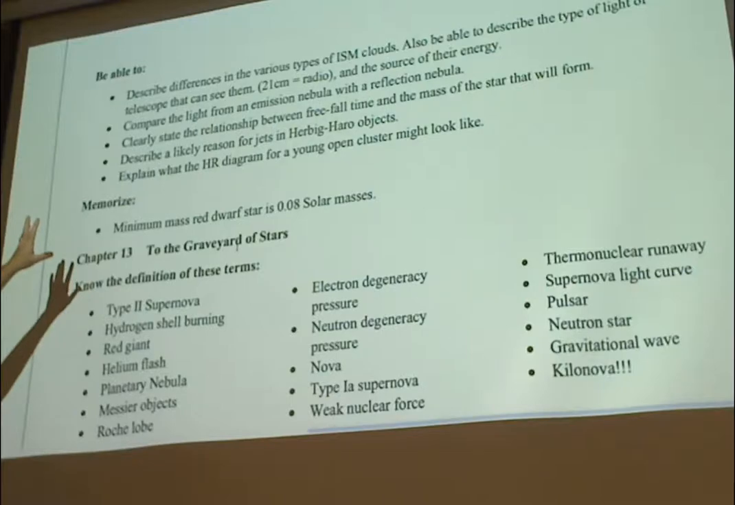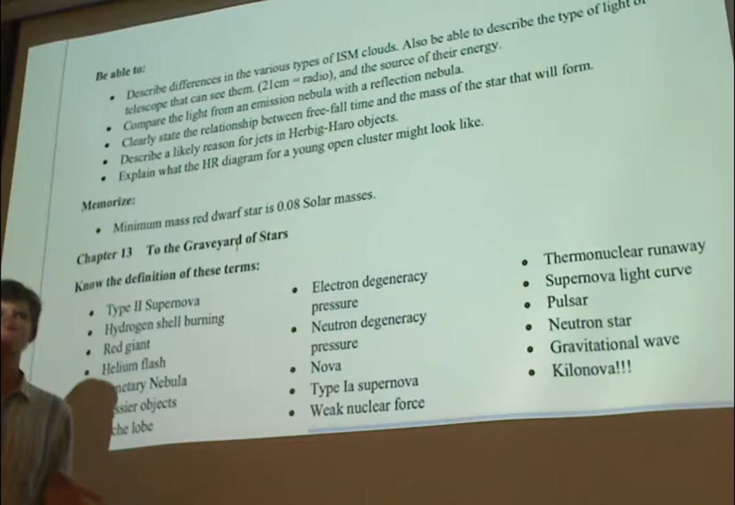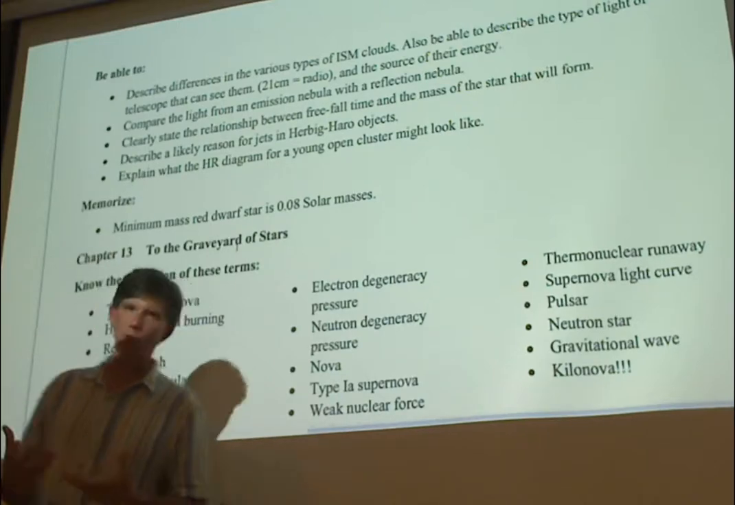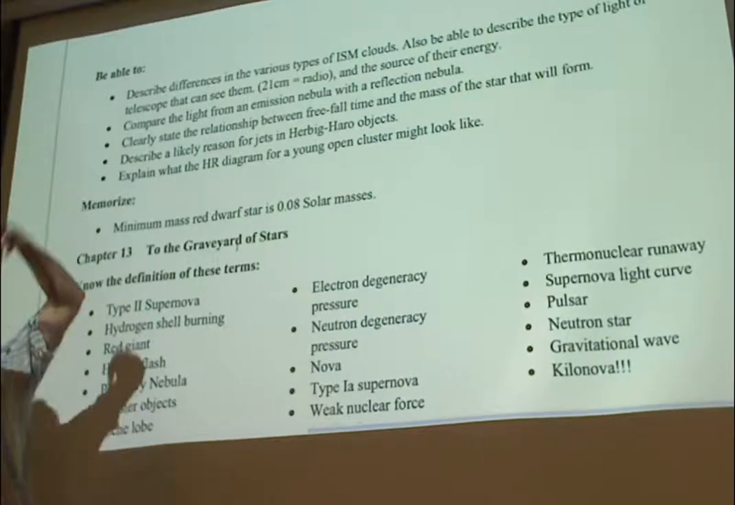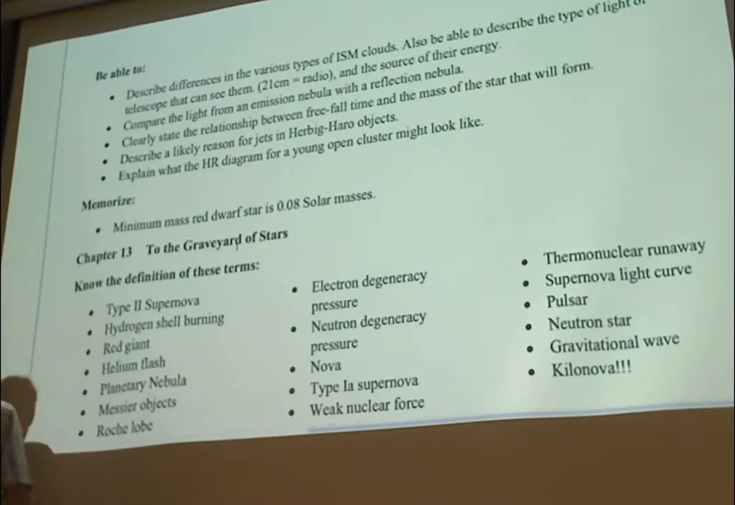Okay. Clearly state the relationship between free fall time and the mass of the star. Well, the greater the mass, the shorter the free fall time, right? Everything happens faster with a bigger mass, okay? Describe the likely reasons for jets. Why do they come out of the protoplanetary disk, what's happening? What's the underlying force coming from? The magnetic field, okay? Magnetic field along the axis. Okay, that's all we're really trying to say.